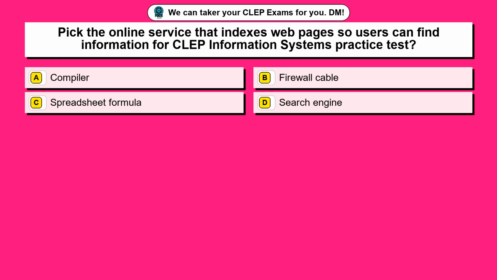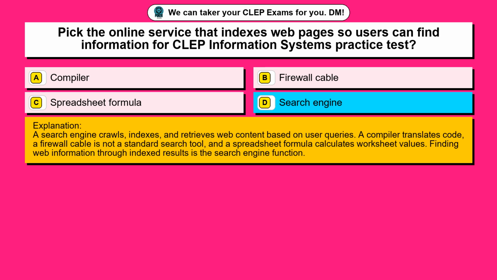Question 26. Pick the online service that indexes web pages so users can find information for CLEP Information Systems practice test. Option A, compiler. Option B, firewall cable. Option C, spreadsheet formula. Option D, search engine. The correct answer is option D, search engine.